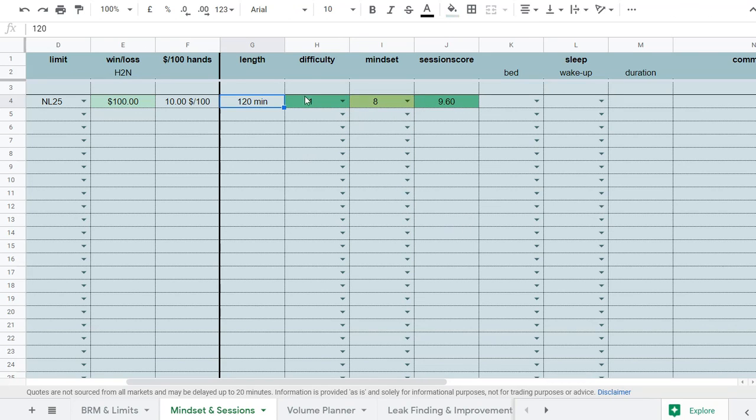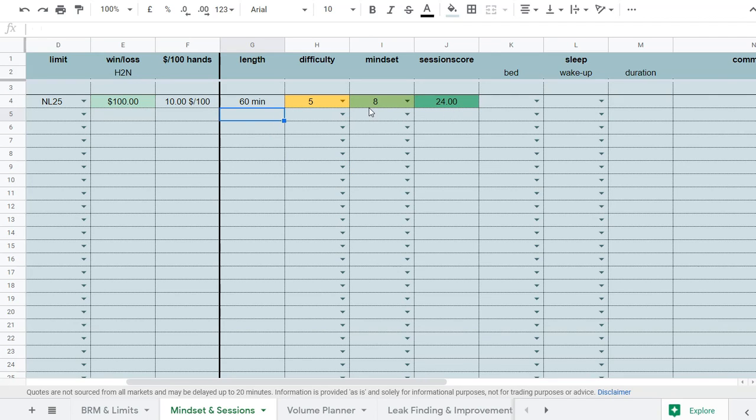The resultant score is proportional to the length of the session played. So if we imagine we have a session score of 48 over 120 minutes, well, if we halve the length of this session, so it's only 1 hour, we can now see that our session score is 24.